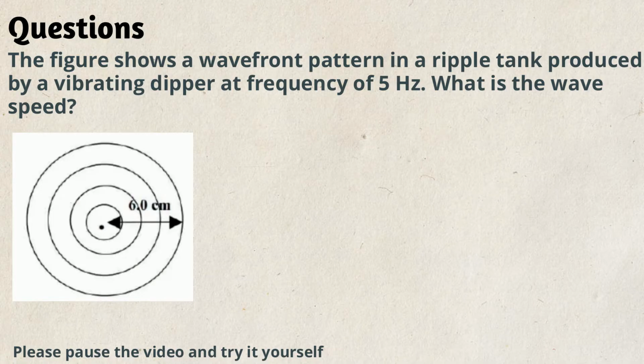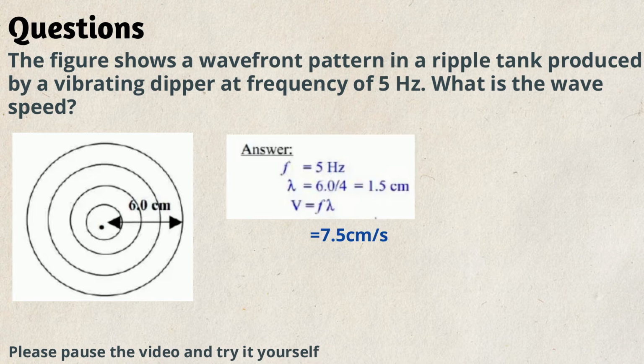Based on the lesson we've had so far, let's try to figure out this question. The figure shows a wavefront pattern in a ripple tank produced by a vibrating dipper at a frequency of 5 Hz. What is the wave speed? Please pause the video and try this yourself. Using the equation v = fλ, we can find that λ is equal to 1.5 centimeters.